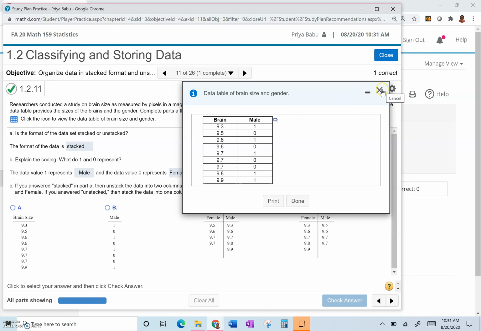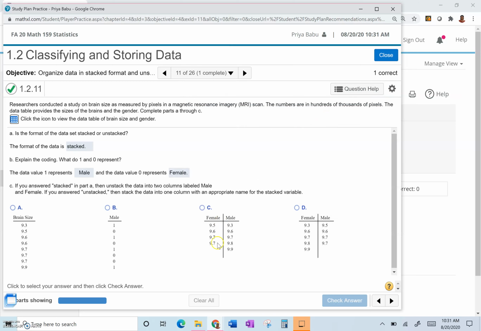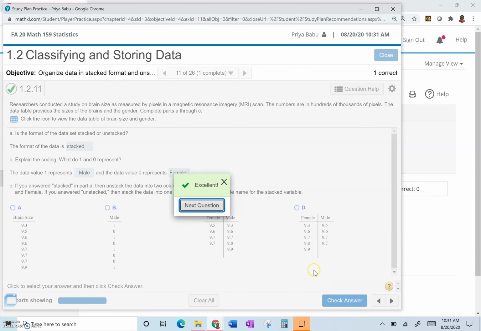I'm going to close this data set. So let's see the number of zeros in the original data set, which has 1, 2, 3 zeros, which means 3 female data values. So, sorry, four female data values. So it has to be C. Okay.